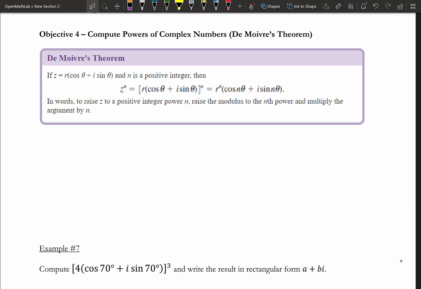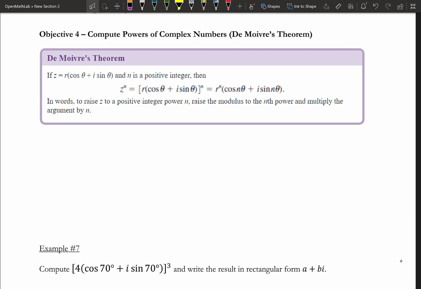So then objective 4, we're going to be able to compute powers of complex numbers using a theorem. The theorem is: if z equals r times cosine theta plus i sine theta, in other words z is in polar form, and n is a positive integer, then the following equation is true. You can read over that and wonder where it comes from, so I'm going to post a proof of this to Carmen as well, if you're interested.